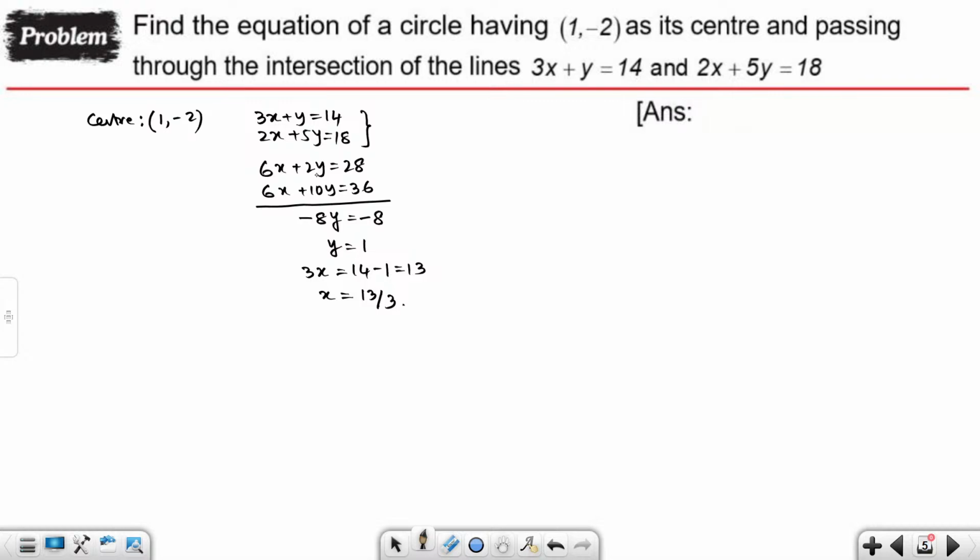Oh, I'm sorry. I have done one mistake over here. I am multiplying this with 3, right? Not 2. I'm multiplying this with 3. So here I have done a little calculation mistake. Just 1 second.